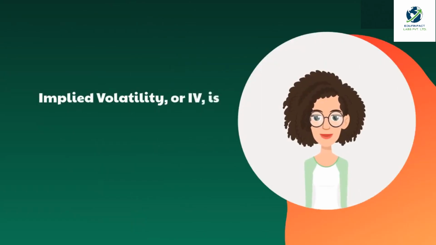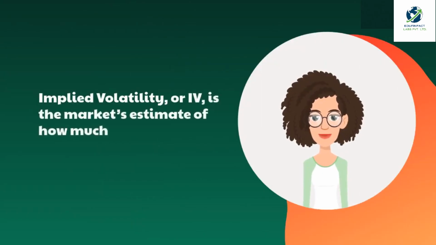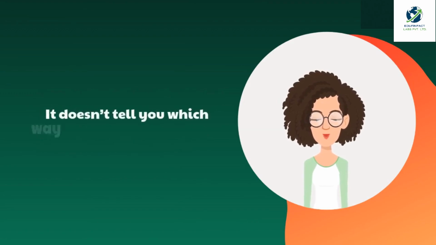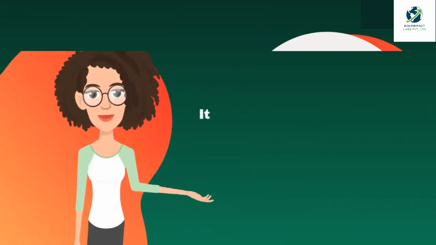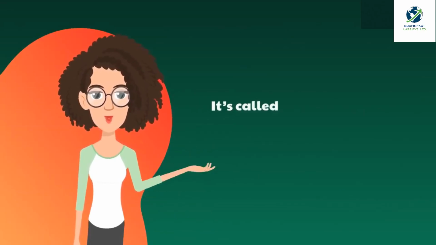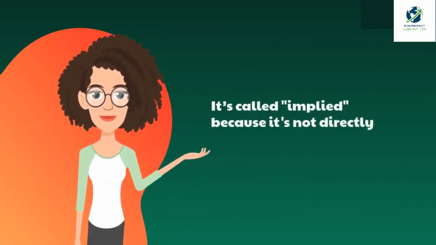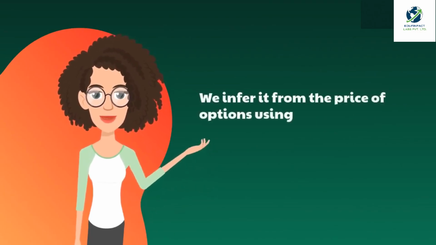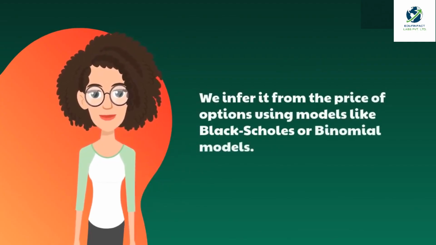Implied volatility, or IV, is the market's estimate of how much a stock might move in the future. It doesn't tell you which way the stock will move. It only measures how much movement traders expect. It's called implied because it's not directly observable. We infer it from the price of options using models like Black-Scholes or binomial models.